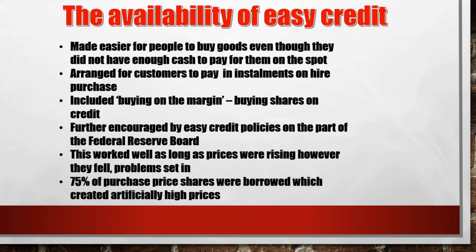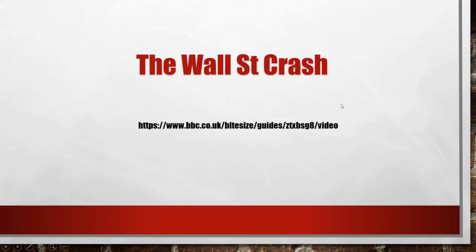It worked well when prices were rising. However, when they started to fall and people started losing money, this is when the problem set in. 75% of the purchase price of shares was borrowed, which created artificially high prices. So 75% of the shares bought were actually bought on credit. So this was artificial because the money wasn't actually there. And the high prices were artificial as well.